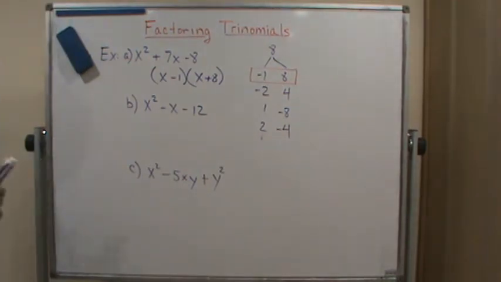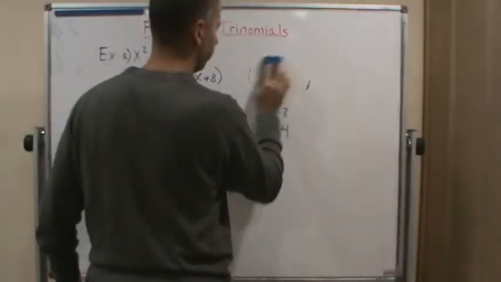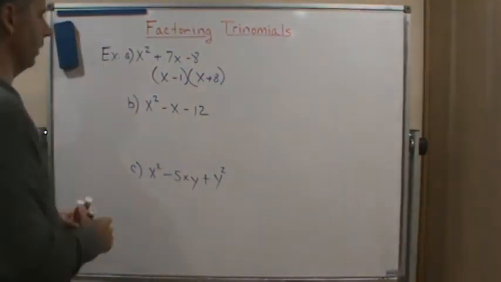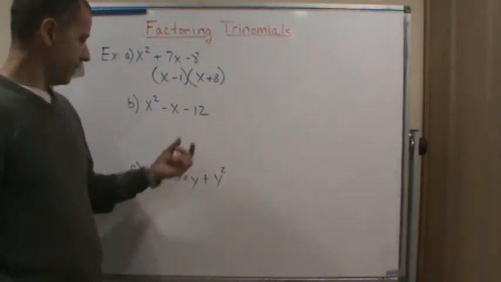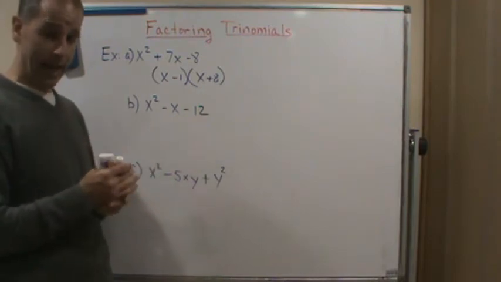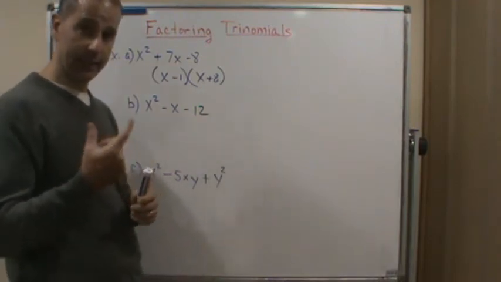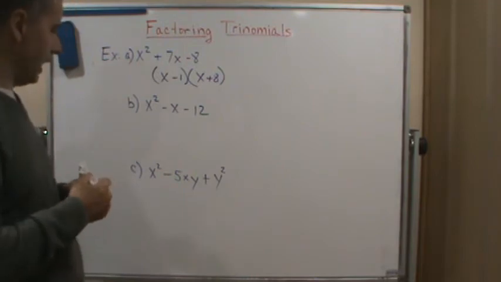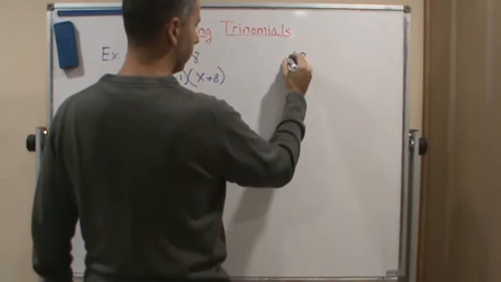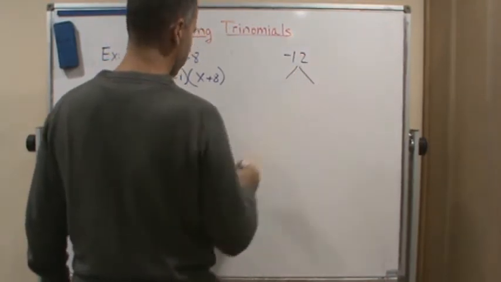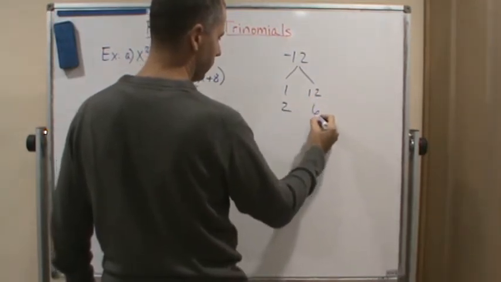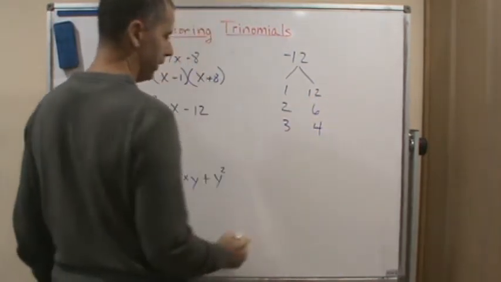Now, let's do the next one. Again, notice that this here is negative. So that means the factors are going to have opposite signs because that's the only way you can get a product that's negative. It has to be opposite signs. So let's do 12. So negative 12. What are the factors of 12? I can get 1 and 12, 2 and 6, 3 and 4.